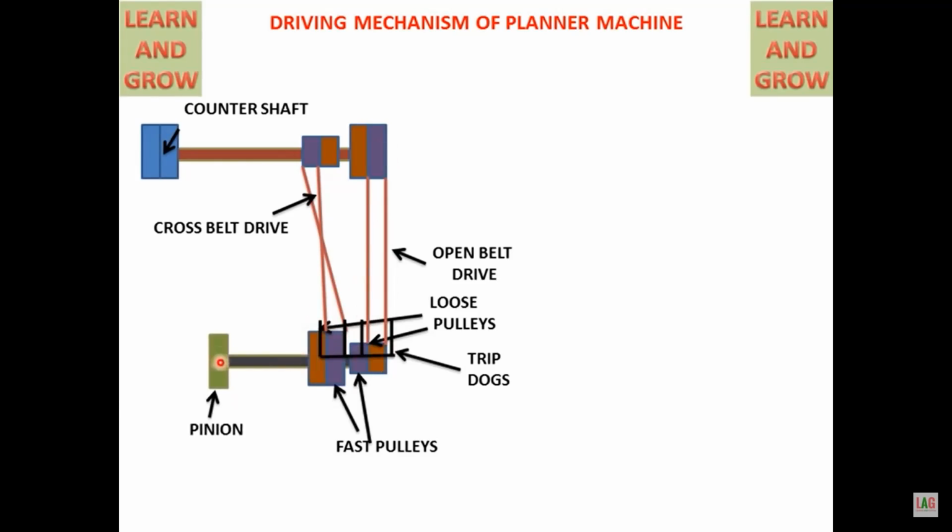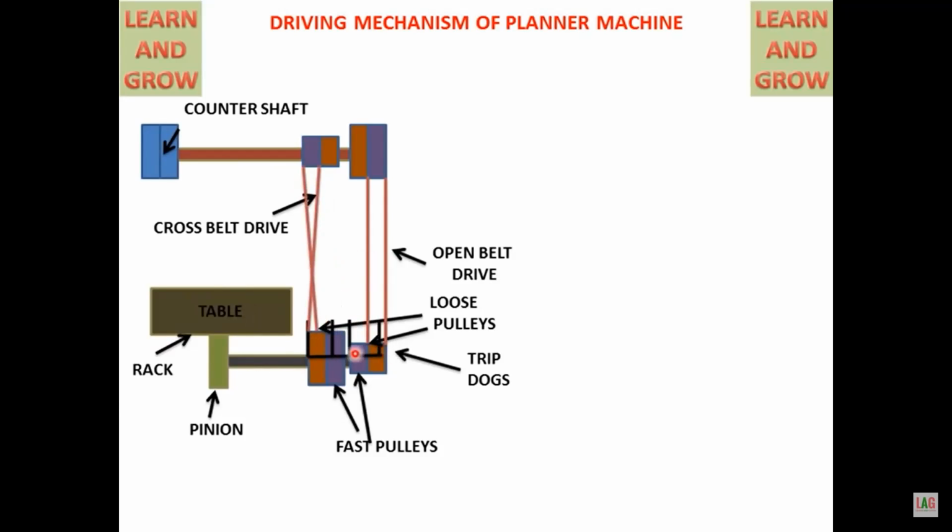To this counter shaft, a pinion is also attached here. You can see that pinion. On this pinion we have the work table, that is the rack. Okay. So we will see how the table moves forward and in reverse. You can see the trip dog. When the trip dog is moving from the larger pulley, from blue to red, this is controlled by the trip dog.